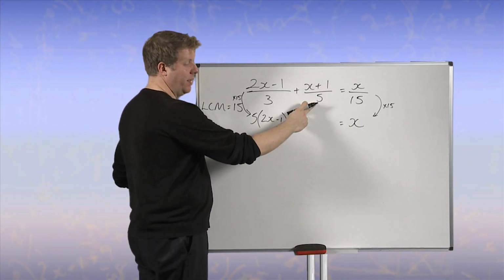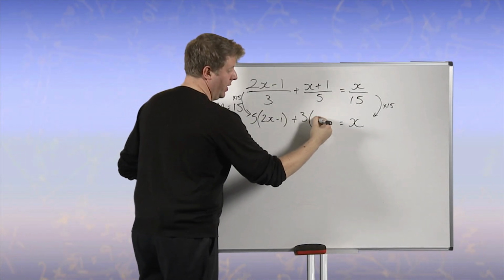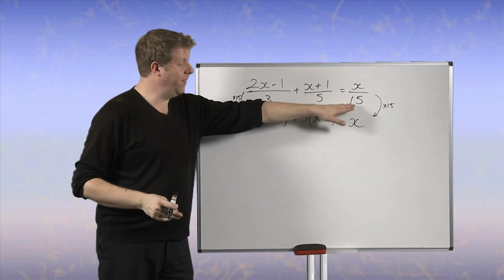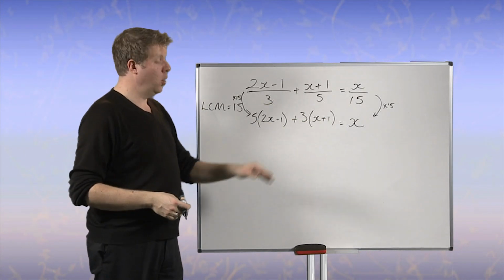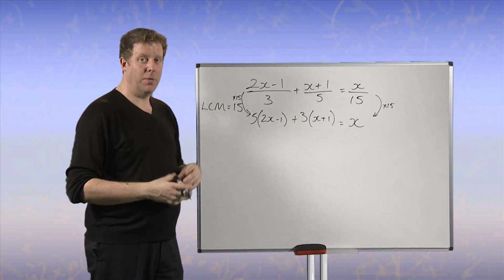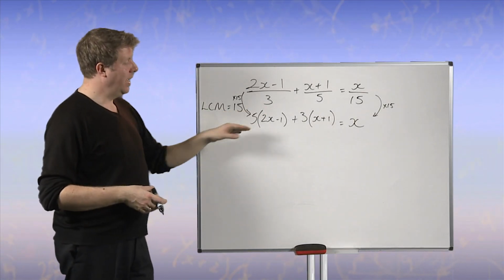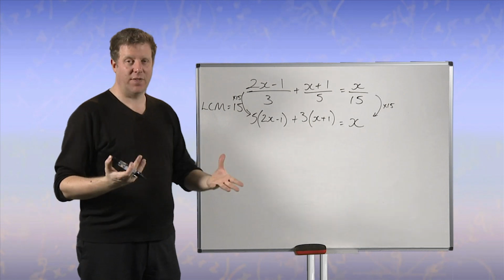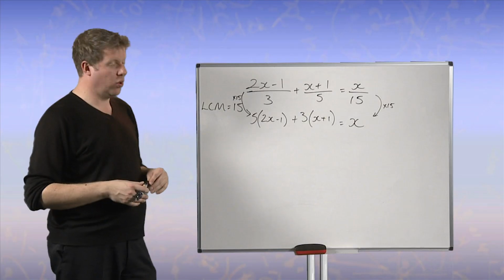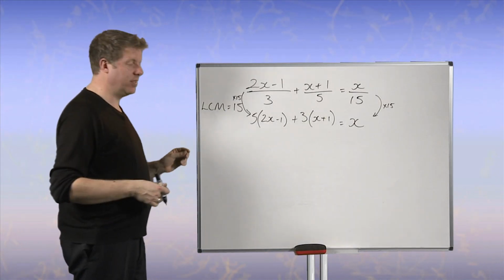Similarly, if I multiply that denominator of 5 by 15, it will leave me with 3 lots of what's on top. So notice when 15's on the bottom, it disappears. When 5's on the bottom and I multiply by 15, it leaves me with 3 on the top, because 3 5s are 15. And when I multiply the 3 on the bottom by 15, it leaves me with 5 on the top, again, because 5 3s are 15. So you can see I've now got rid of that denominator all in one go. Now I can just multiply out the brackets, rearrange and solve.